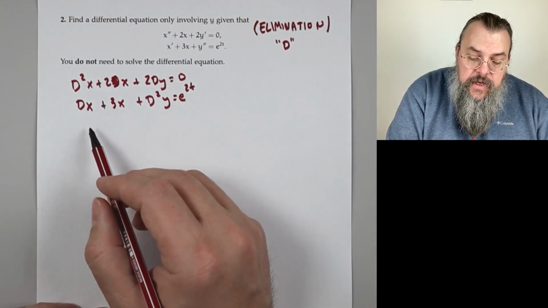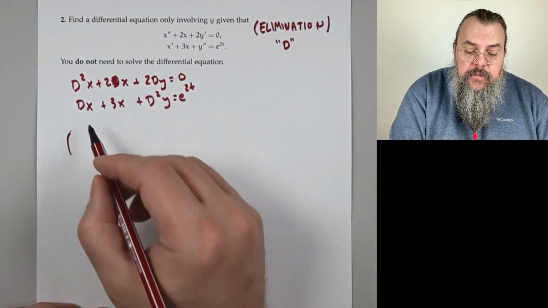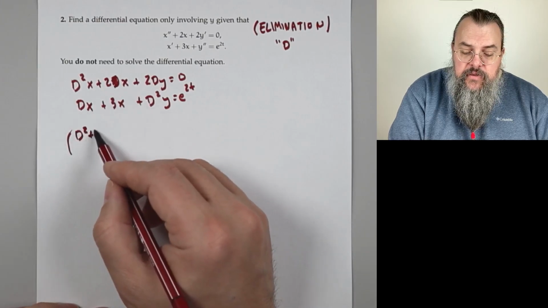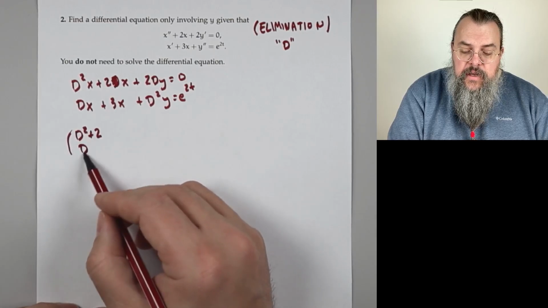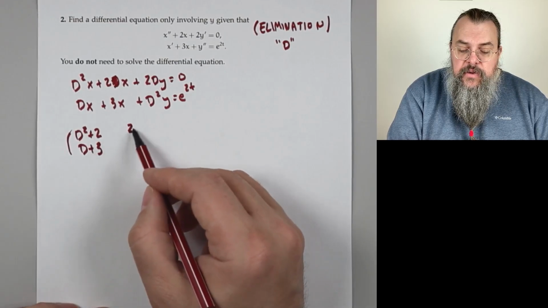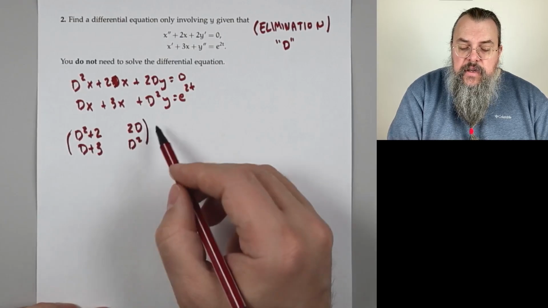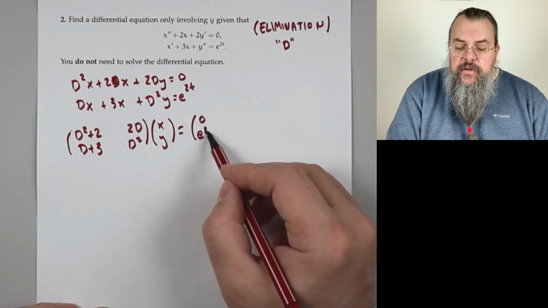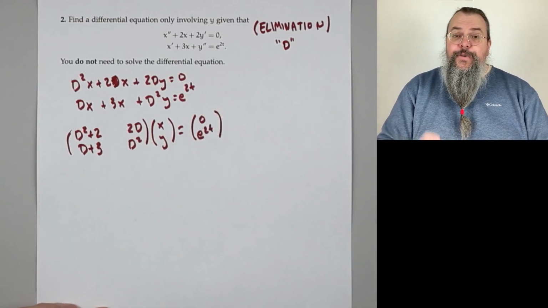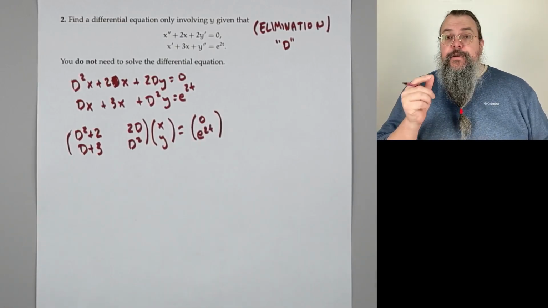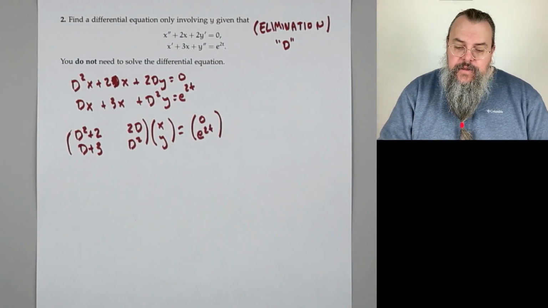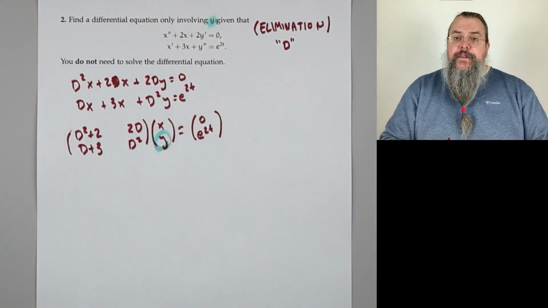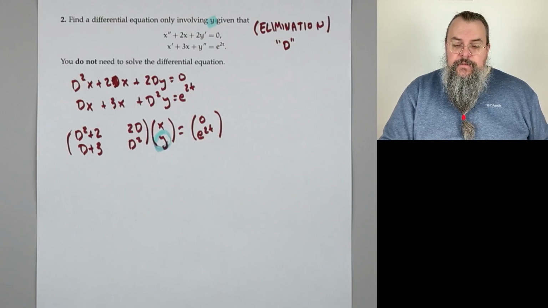Or, if you like, in matrices, this becomes, see, in here you can factor out the x, so it's really d squared plus 2. Then it's d plus 3. And then 2 times d, and d squared, times x, y equals 0, e to the 2t. All right, so what happens? We're after y, because it tells us we're after y. And so we're after that part right there. So we say, okay, so here's the lovely rule.